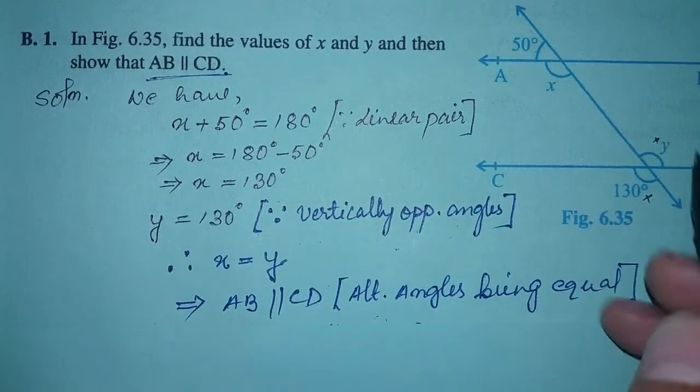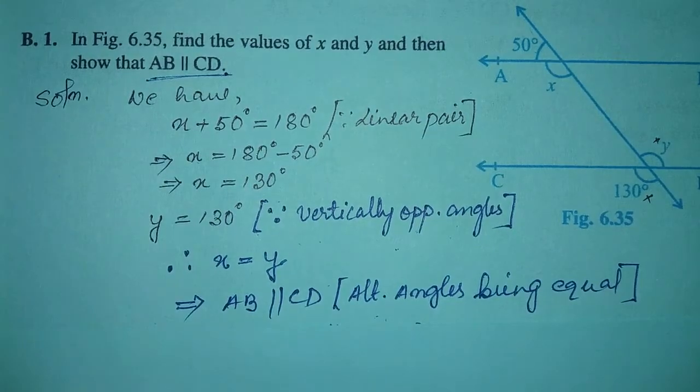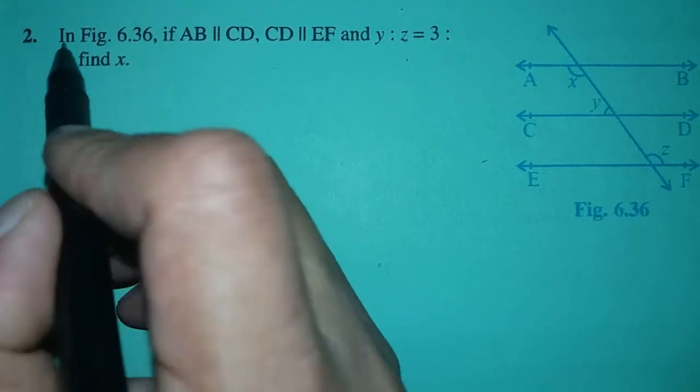So since the alternate angles are equal, these two lines are parallel. This is what we have to show here. So this is the solution for this first question. Now let's move on to the next question. Now let's see question number 2.